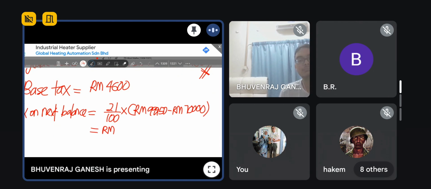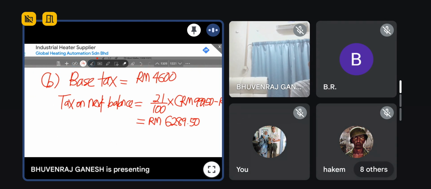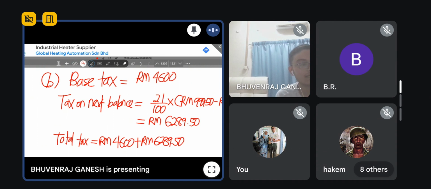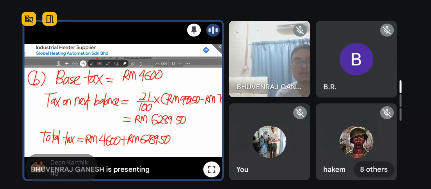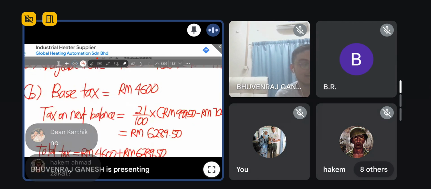So what do you all get? Apa kamu semua dapat nilai ni? You should get 6289.50. Okay, so you want to find your tax, you add both values. So total tax equals RM 4600 plus RM 6289.50. Is that all, guys? Adakah dah habis untuk jumlah cukai kita? Okay, what is missing? Very good.